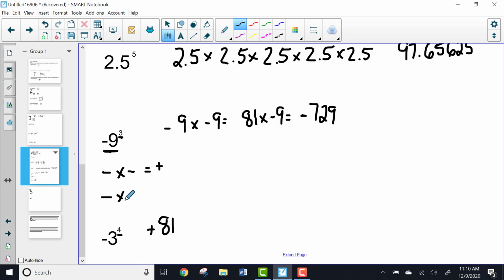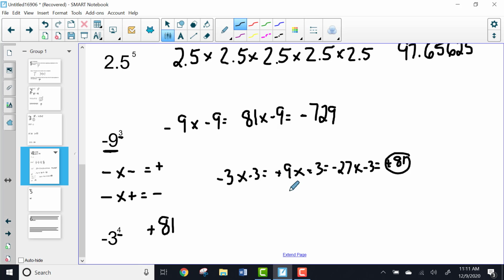Negative times a positive is going to equal a negative number. Okay, so negative 3 to the power of 4: we have negative 3 times negative 3, that's going to equal positive 9. 9 times negative 3 equals negative 27. And then negative 27 times negative 3 equals positive 81. I apologize for mixing that up here.